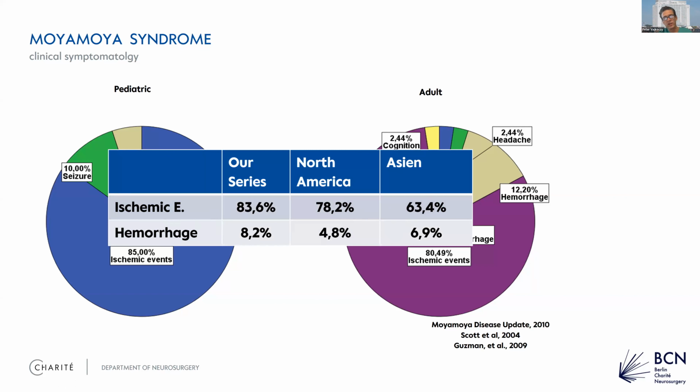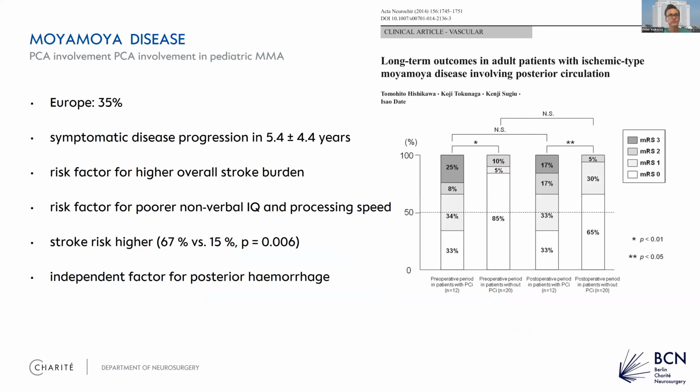So regardless whether it's moya disease or moya syndrome, 8 to 12% of the pediatric patients will present with hemorrhage. These are usually deep-seated hemorrhages, and the source of these hemorrhages are these fragile collaterals. Very rarely, these patients have accompanying aneurysms due to the increased stress on the collateral blood vessels.